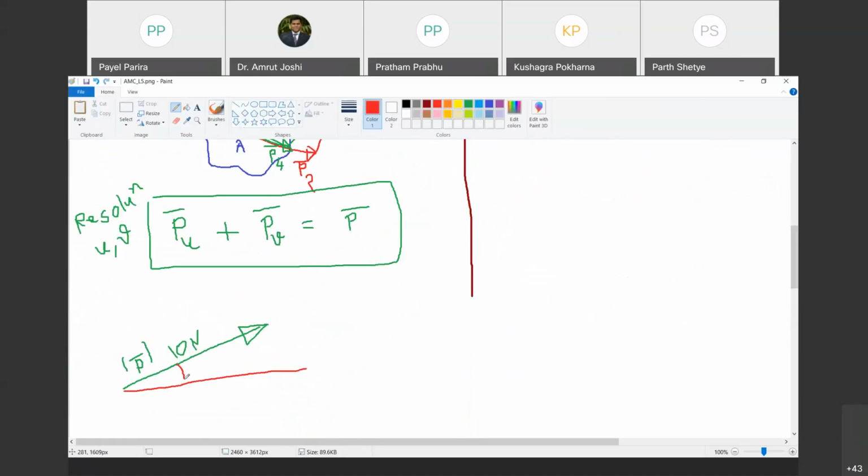This angle is how much? 25 degree. Agreed? Payal? Yes, sir. I want the class to be vibrant. Respond quickly, give a response. If you didn't understand, I will explain again. So this direction is U direction. Are you with me? Yes, sir.